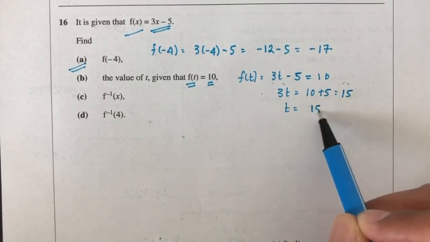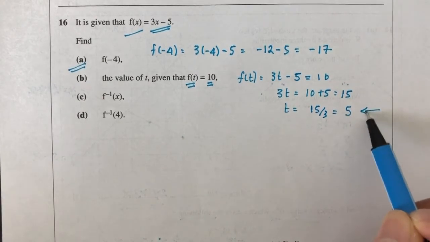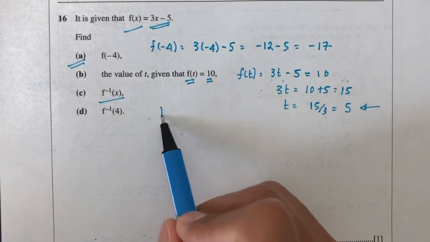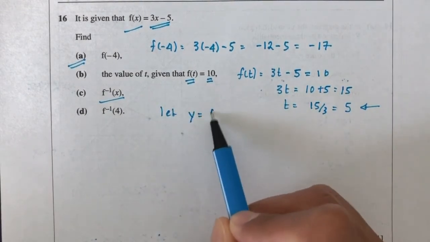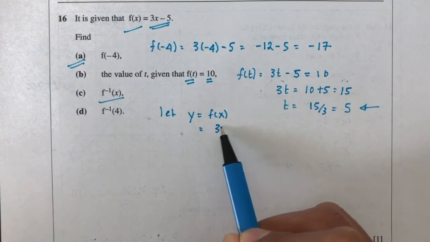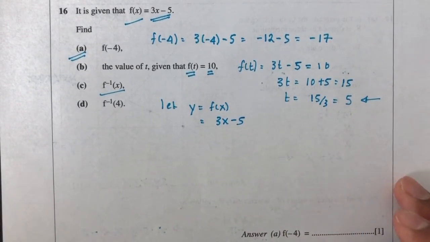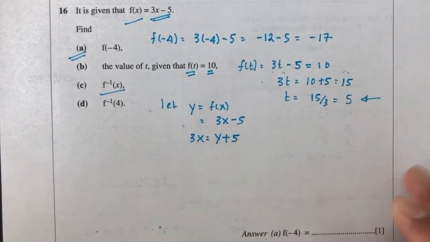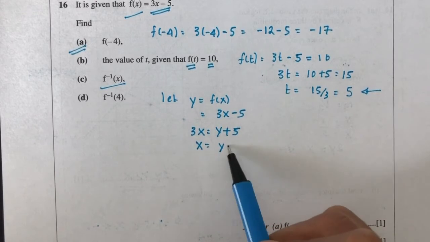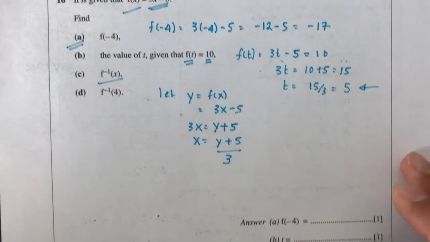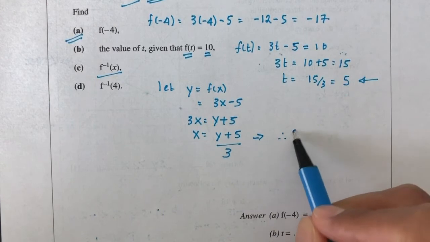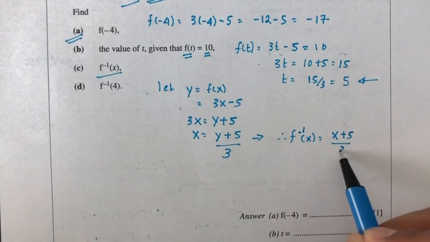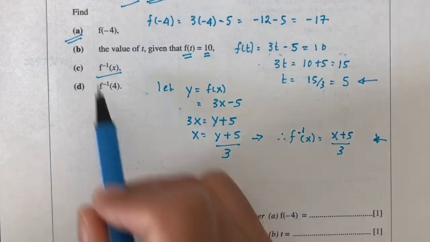So t is 15 divided by 3, 5. Now this one, find the inverse function of f. So first step is to let y equal to f of x, which is equal to 3x minus 5. Now we have to make x the subject of formula, so 3x equal to y plus 5. Now x will be (y plus 5) divided by 3. So from this we have f inverse of x will be (x plus 5) divided by 3. That is your answer for part C.